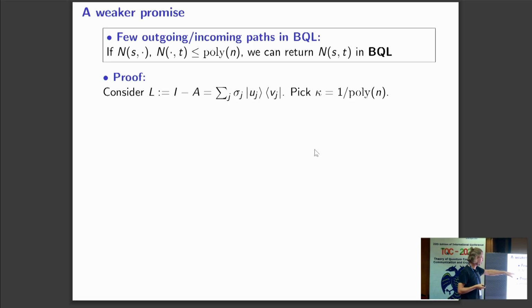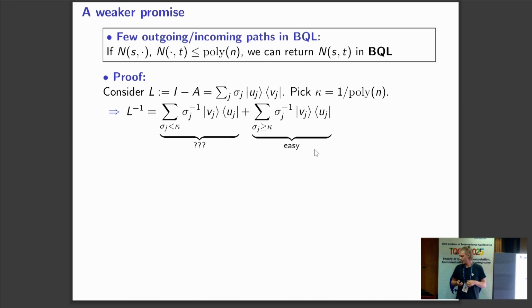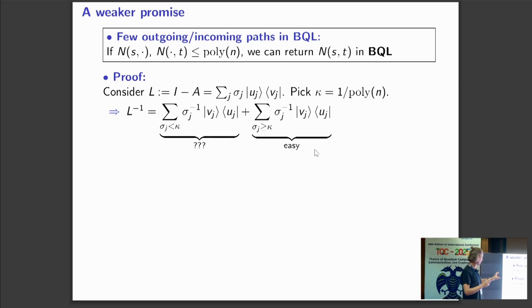So we again consider this counting Laplacian. Now we use a singular value decomposition to write it like that. We pick some threshold kappa, which is going to be 1 over poly, and we split up the inverse of L as follows.